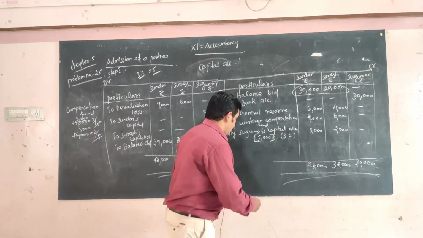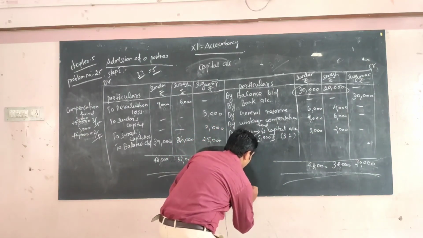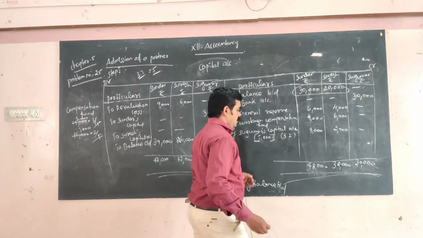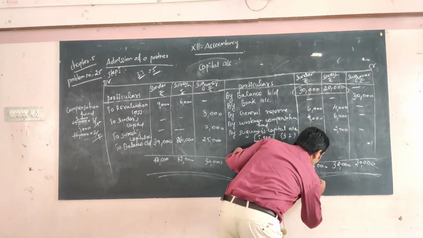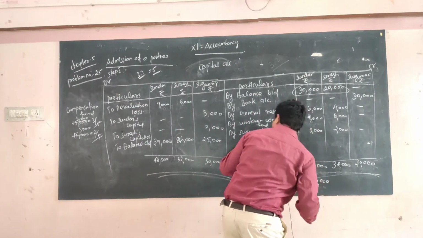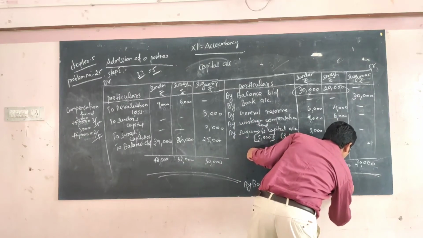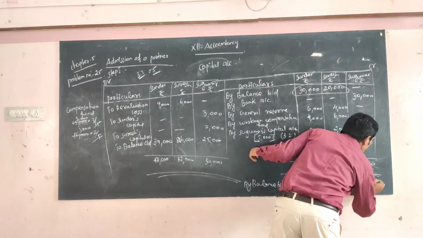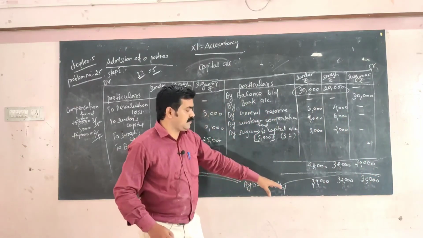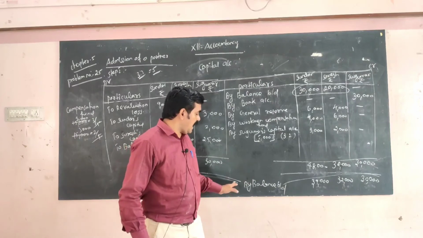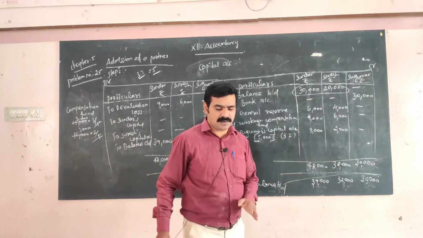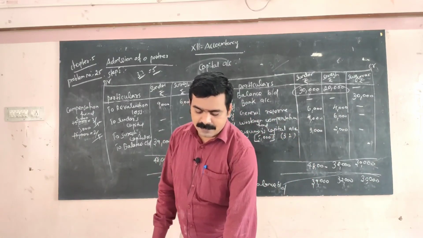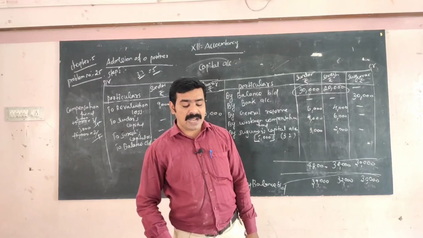Next year, so by balance brought down: 39,000, 32,000, 30,000. Okay, 39,000, 30,000, 30,000. This is the opening balance of this partners' capital, the partnership firm. Next, I am going to start the balance sheet.